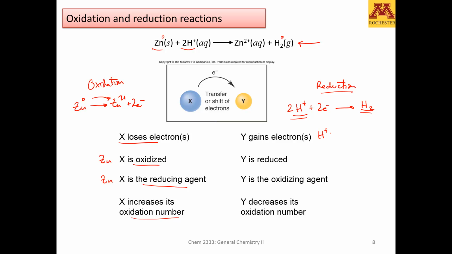We will say that in this case the proton, the H plus, or hydronium if you will, is reduced, and is the oxidizing agent because it makes it possible for zinc to be oxidized, and it will decrease its oxidation number. Careful, because if it decreases, it can go from positive to 0, from positive to negative, from 0 to negative, or from negative 3 to negative 5. Good luck finding that one, but definitely from plus 5 to plus 3, for example, would also be a reduction. So it has to decrease its oxidation number.